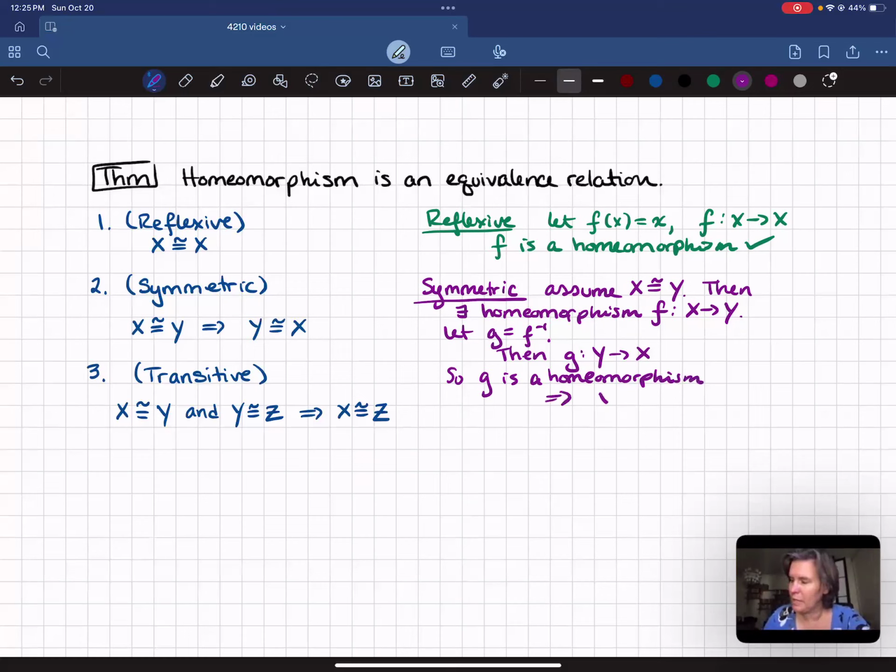Which implies that Y is homeomorphic to X. Okay? So if we have a homeomorphism that goes one direction, then its inverse goes the other direction and is also a homeomorphism. Well, sort of what we just proved is that the inverse of a homeomorphism is also a homeomorphism. All right, and then the last one is the transitive property.